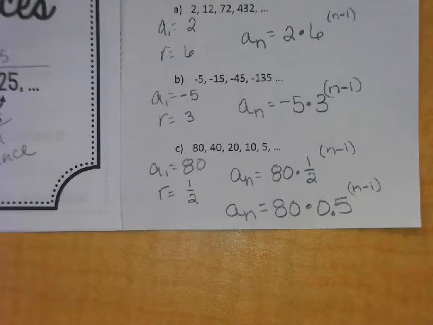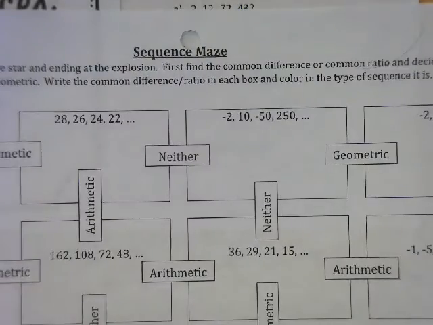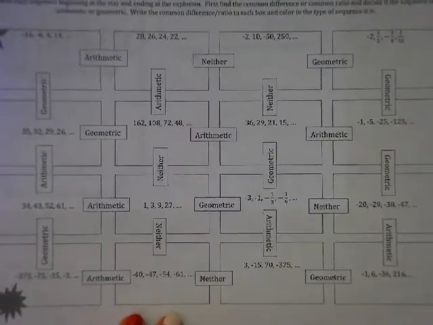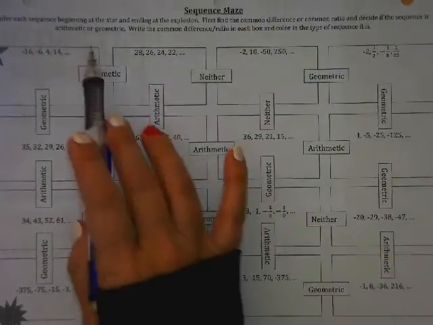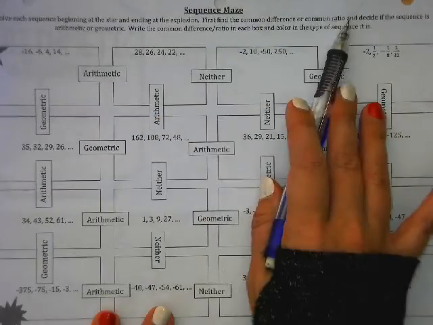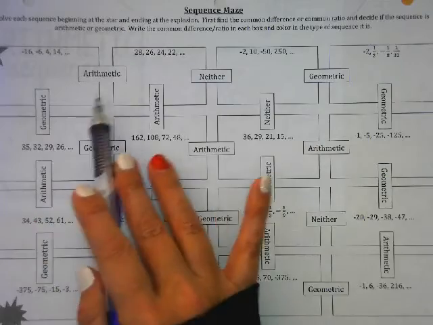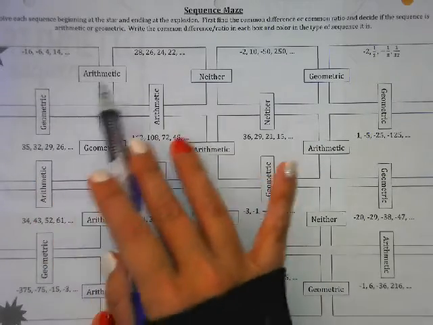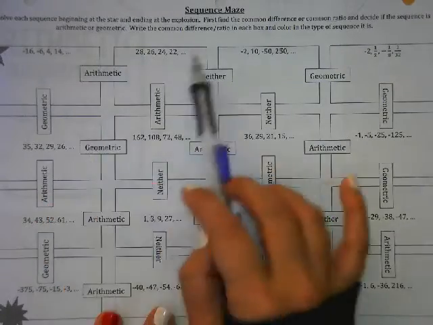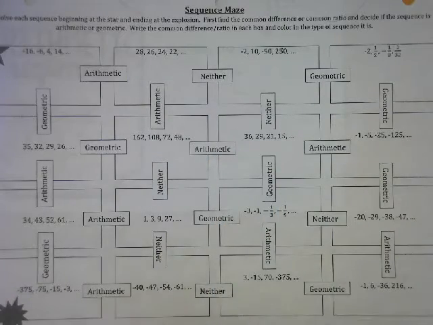All right, how do we feel about this? Pretty good? All right, I have a couple things I want you to do today. The first is fairly simple. It is a maze. I'm going to give this to you in a minute. You need to decide if it is common difference or common ratio and decide if it's arithmetic or geometric. If it's arithmetic or geometric, you're going to color that in. And then you'll write in the box what the common difference or the common ratio is.